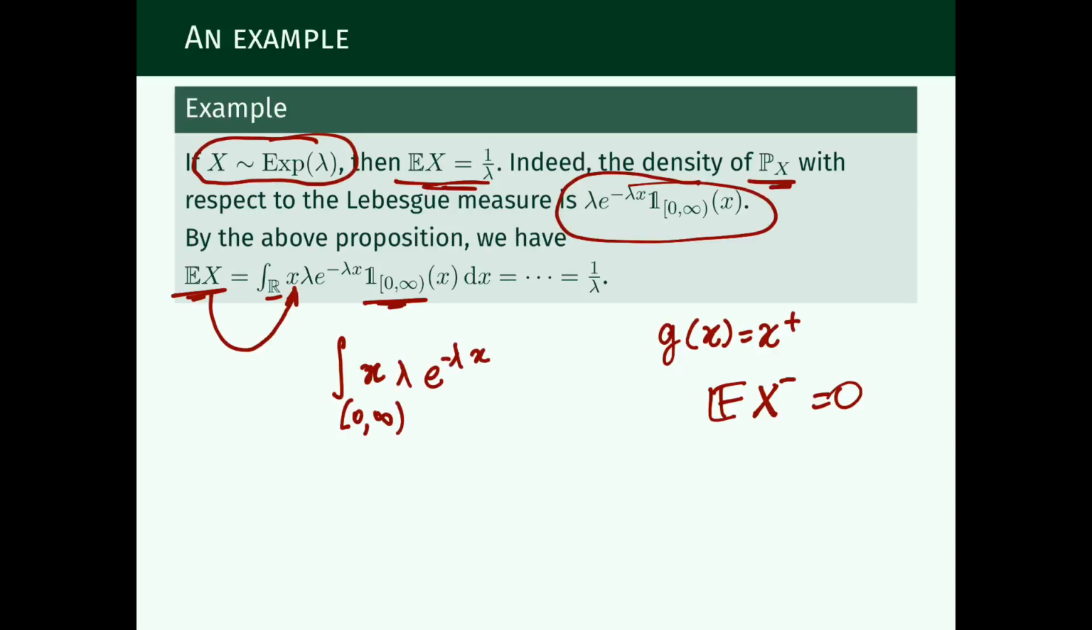You know what to do. You use the monotone convergence theorem. Since the integrand is non-negative, we can instead integrate this on 0 to n. This will increase as we increase n because the function inside here is non-negative, and then we take the limit in n, and well, we know how to compute this integral. We integrate by parts, and we know what the result will be in the end. The result will be 1 over lambda. This concludes this video lecture.